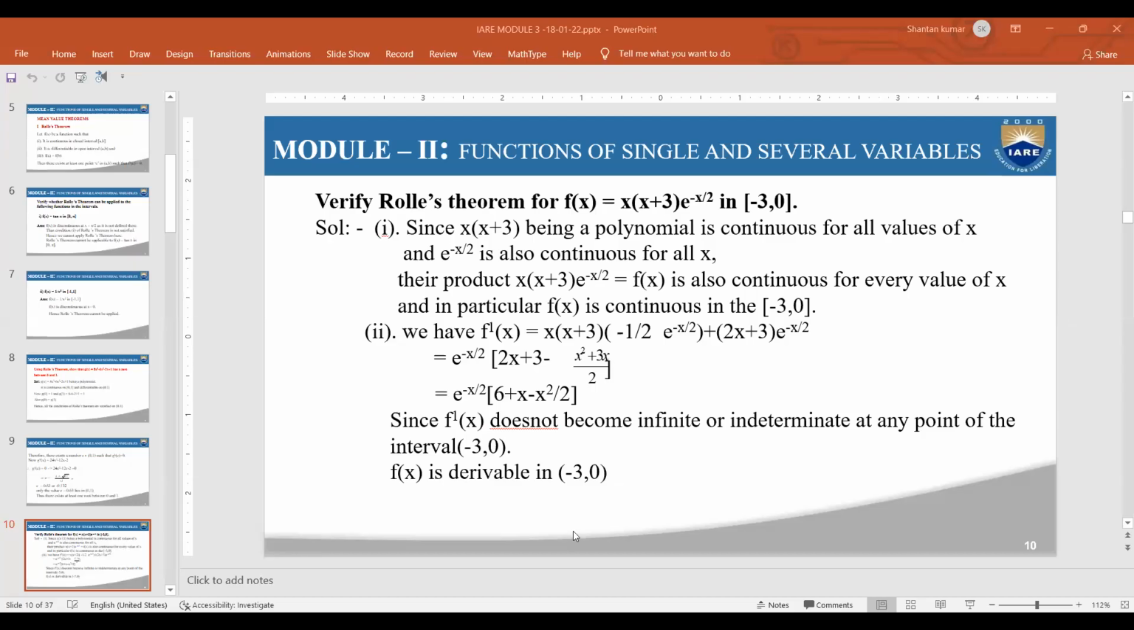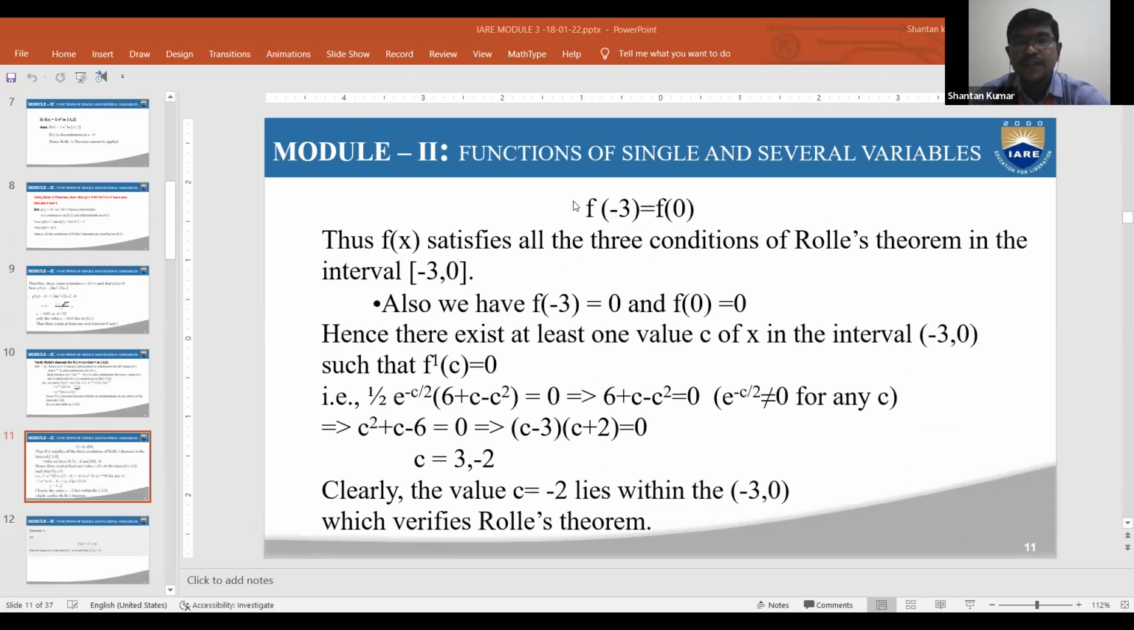What is the Rolle's condition? Third condition. f of a is equal to f of b. Yes, good. f of a is equal to f of b. Therefore, what is f of a? a is equal to minus 3 and b is equal to 0. What is f of minus 3? The value is 0, and f of 0 is also 0.